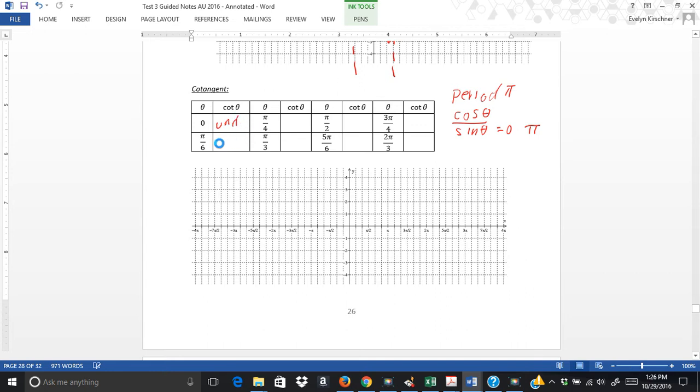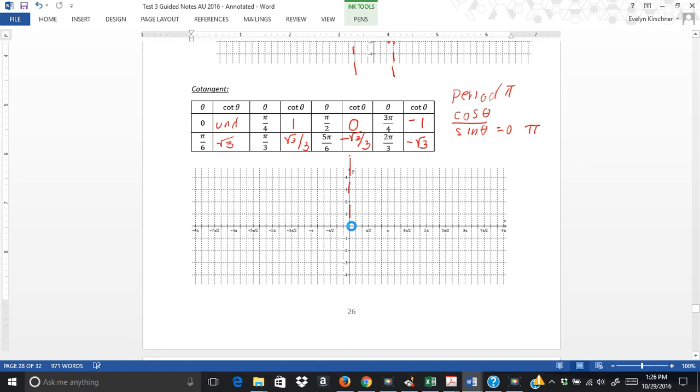At pi over 6, it is radical 3. At pi over 4, it's 1. At pi over 3, it's radical 3 over 3. At pi over 2, it is 0, because cosine is 0 there, and sine is 1. At 5 pi over 6, it's negative radical 3 over 3. At 3 pi over 4, it's negative 1. And at 2 pi over 3, it's negative radical 3. And if I went back to 2 pi, it would be undefined.